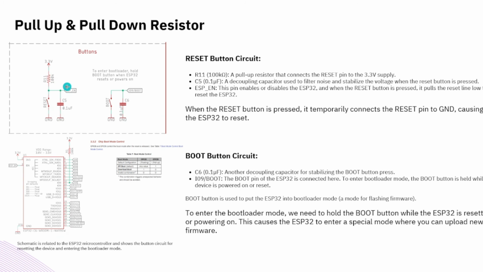The 100k resistor basically ensures there is a very minimal amount of current flowing. So if you want to calculate the current flowing, you can go through the data sheet. The data sheet will tell you what would be the expected current at that ESP enable pin, and based on that you can select whether it is going to be 100k or 10k.